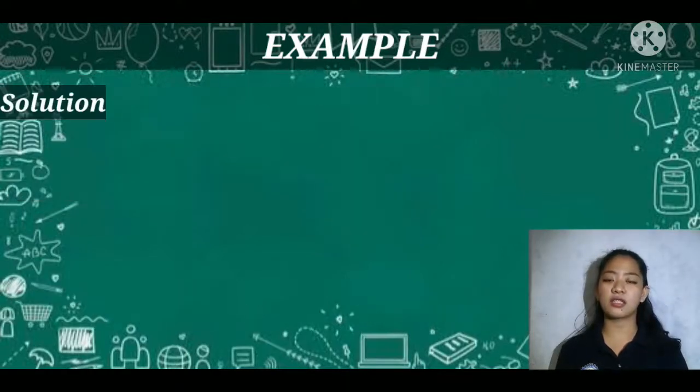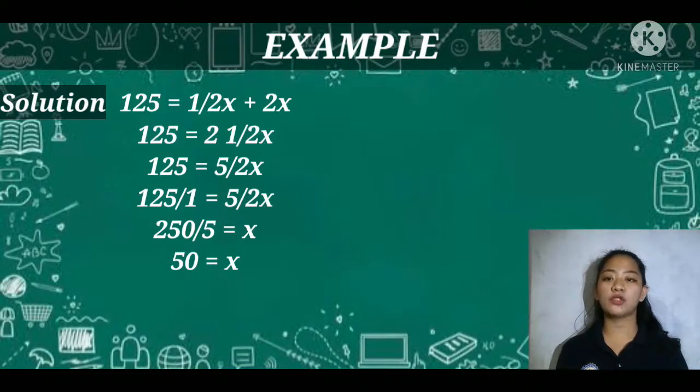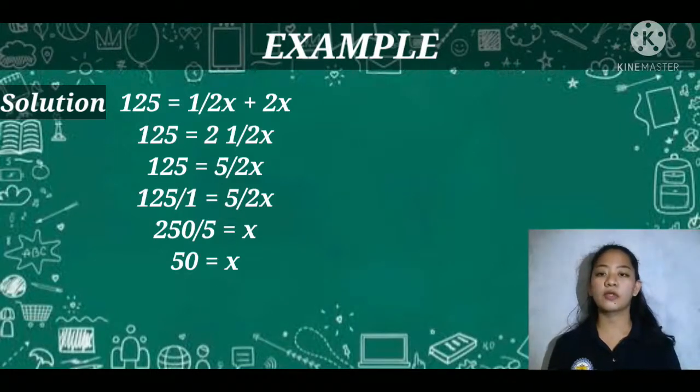The last is the solution. Our equation is 125 equals 1/2 x plus 2x. 1/2 x plus 2x is equal to 2.5x, or 5/2, or 5 over 2 x. And we will divide each side by 5 over 2. Since 5 over 2 is a fraction, we will put over 1 on 125. So we will have 125 over 1 divided by 5 over 2.